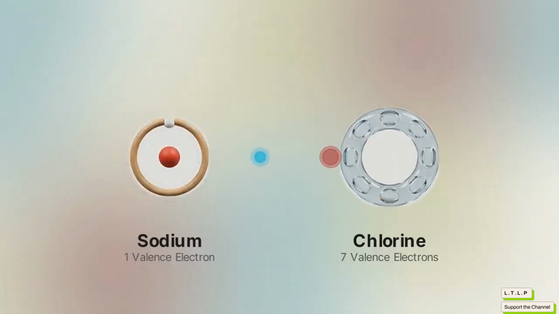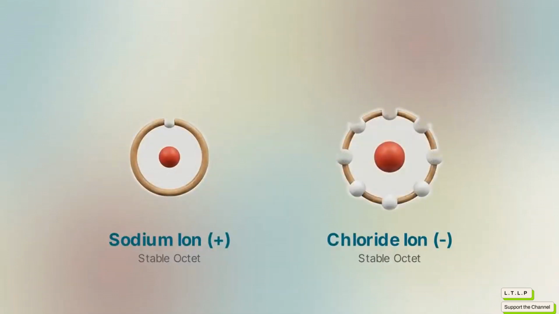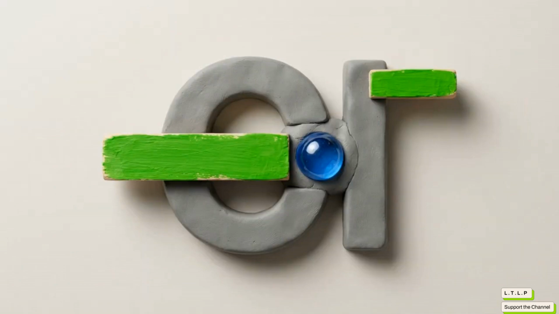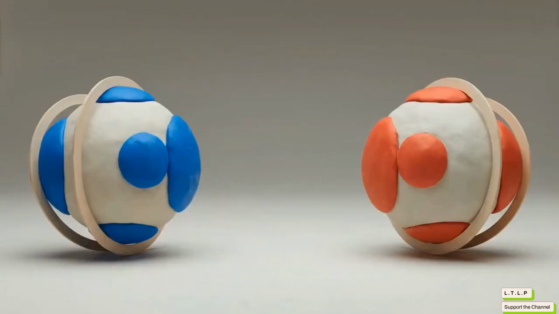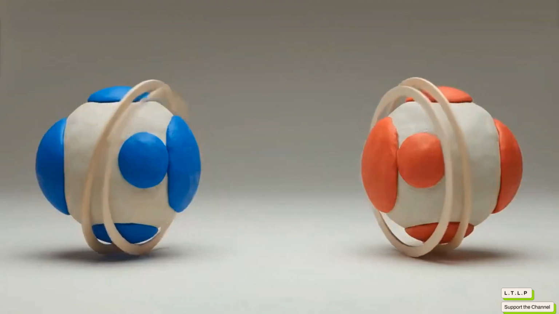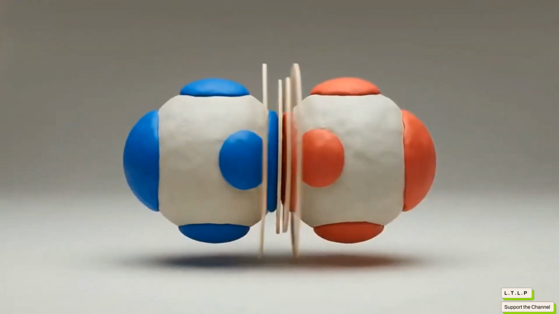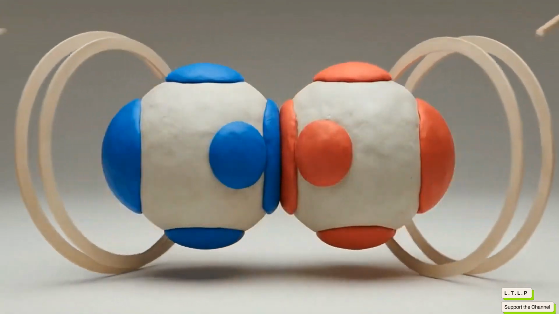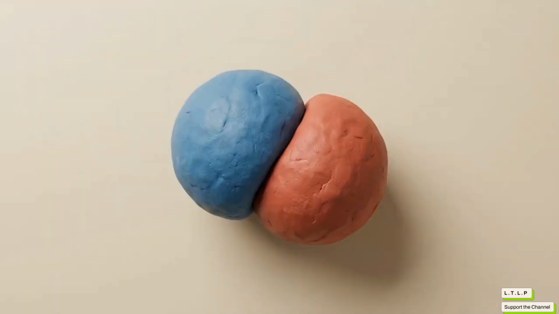Sodium achieves stability by ejecting its valence electron, which jumps and locks perfectly into chlorine's empty slot. Because electrons carry a negative charge, losing one makes the sodium atom positive. Gaining that electron makes the chlorine atom negative. These newly formed opposite charges create a massive electrostatic attraction, aggressively snapping the 2 distinct atoms together into a tight, inescapable lock. This intense electrostatic lock between a metal and a nonmetal is an ionic bond.